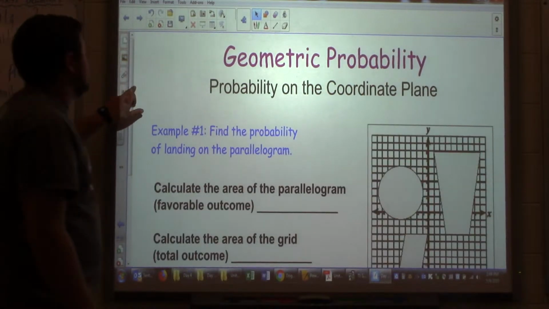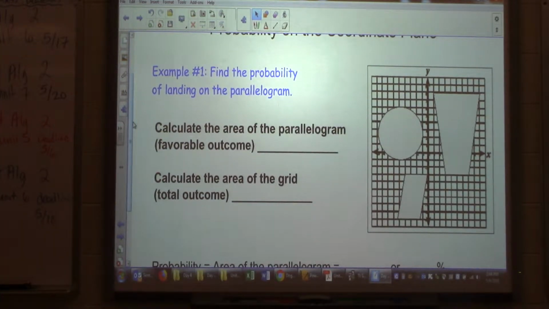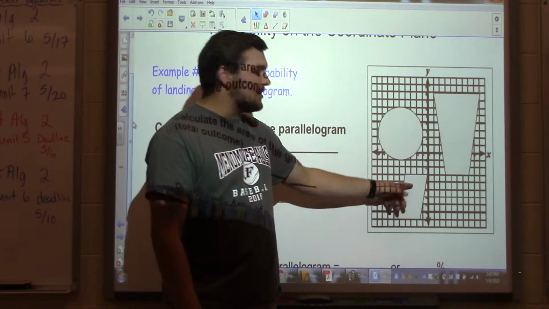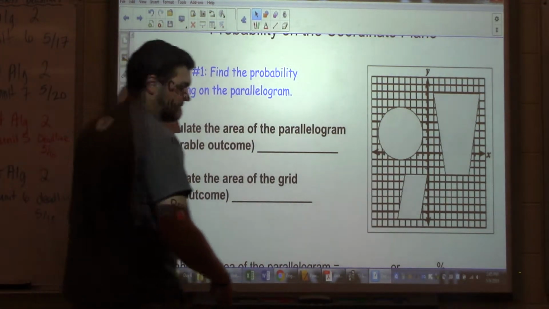Well, then, first of all, we have this beautiful coordinate plane. It's got 3 shapes on it. We want to find the probability of landing in the parallelogram. Well, first of all, which one of those is a parallelogram? The crooked one. This one right here? Yeah. That is our parallelogram, yes. So, that is our favorable outcome. Landing in that parallelogram is our favorable outcome.